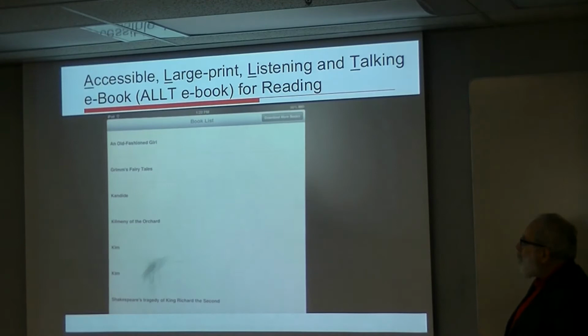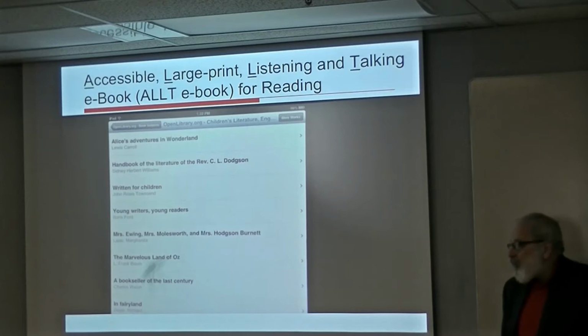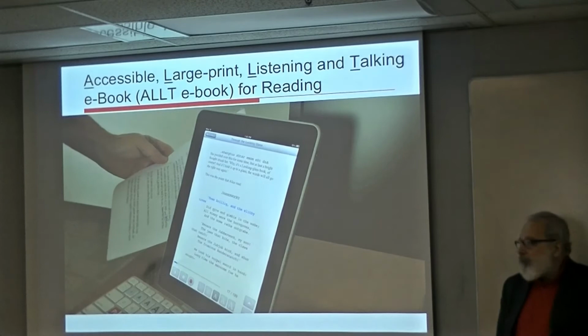ALK can also access 1 million books via the Internet Archive. So let's pick the category Children's Literature English, and we find Alice's Adventures in Wonderland, and we'll download that. Family members can read books aloud to ALK users. Readings are recorded and can later be heard by the user.